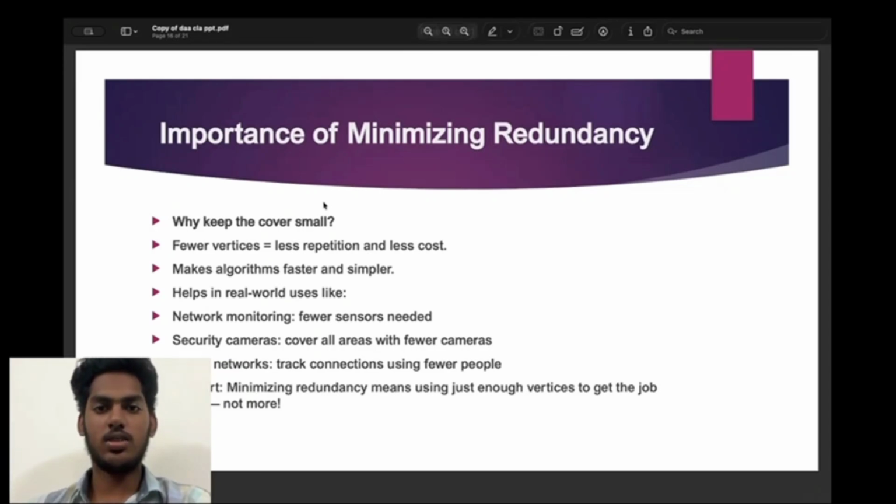What exactly is the vertex cover problem? There are two main versions. First, the decision version, a yes or no question. You are given a graph and a number k. Is there a vertex cover with k or fewer vertices? This version is used in complexity theory and it is NP complete. The second one, the optimization version: find the smallest possible number of vertices that covers all edges. This is the real goal in most practical cases.